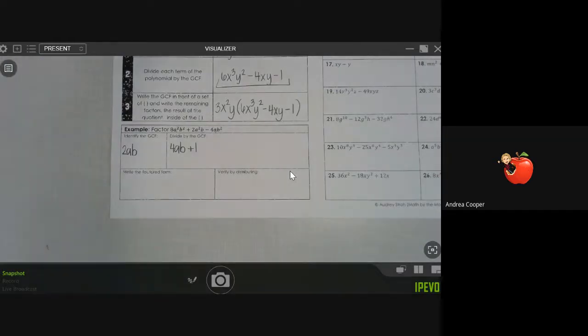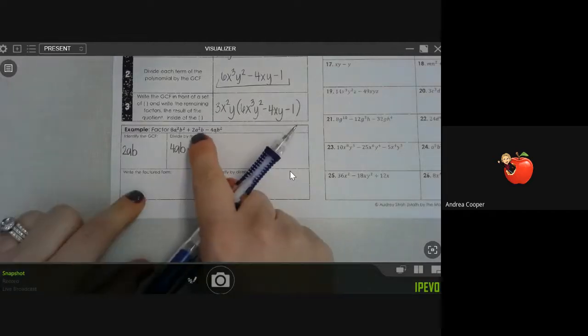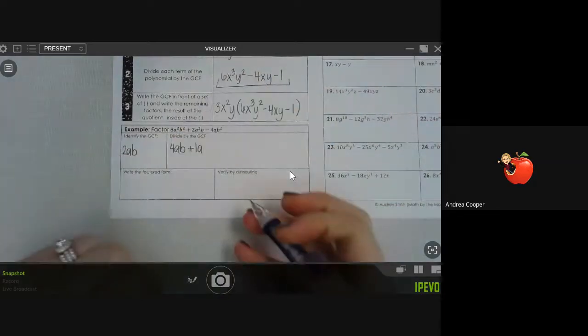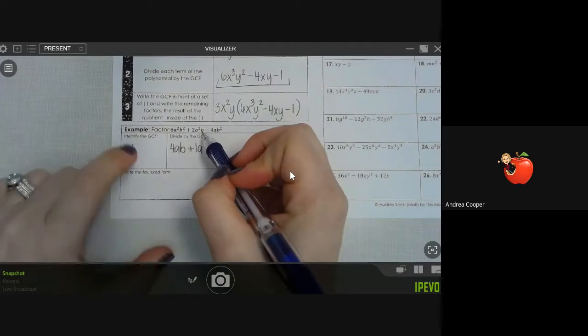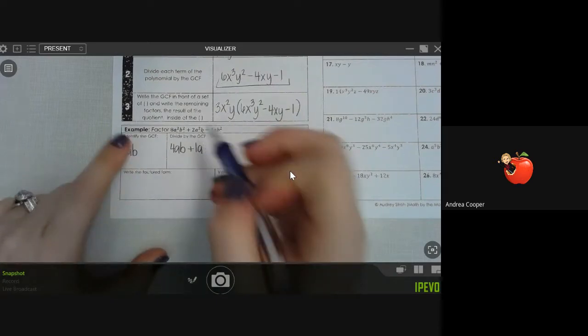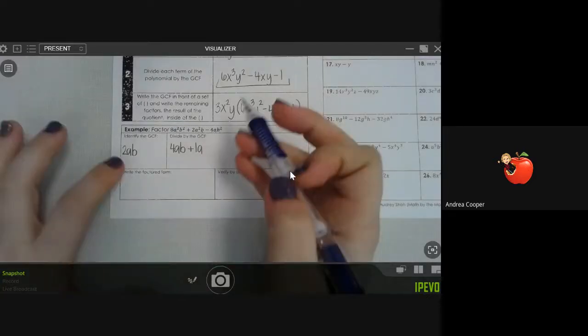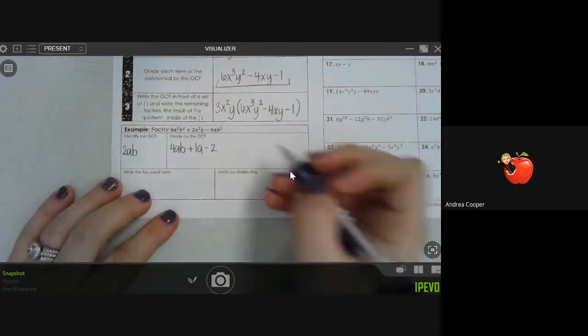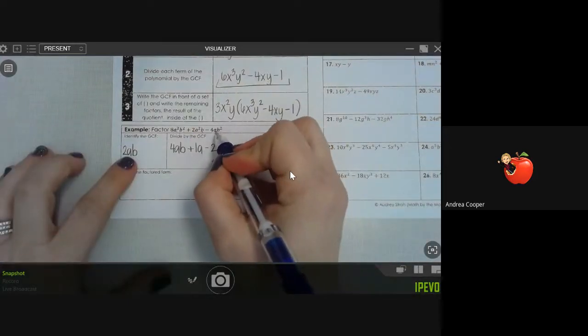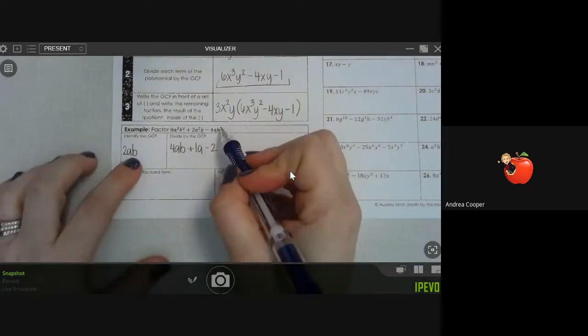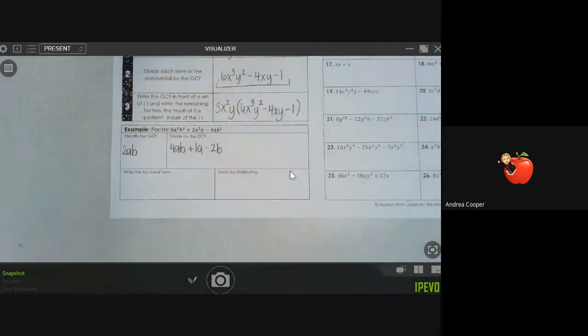Next week I'll go through when we want to take them out. Okay? A squared divided by A. So 2 minus 1 is just 1. B divided by B. 1 minus 1 is 0, and I don't write it down. Now divide again. Negative 4 divided by 2 is negative 2. A divided by A. So 1 minus 1 is 0. That goes away. B squared divided by B. 2 minus 1 is 1. There's my division part.